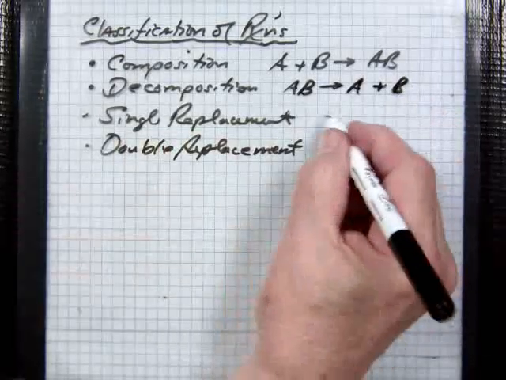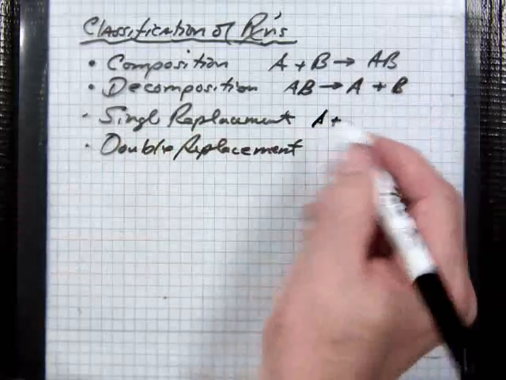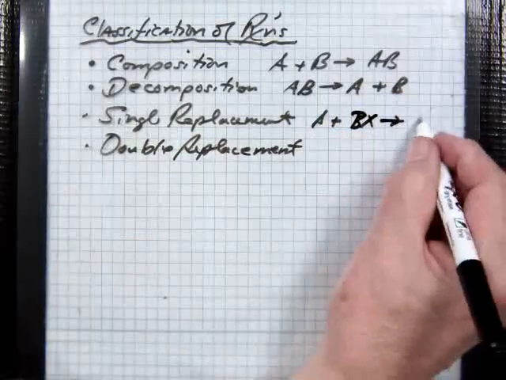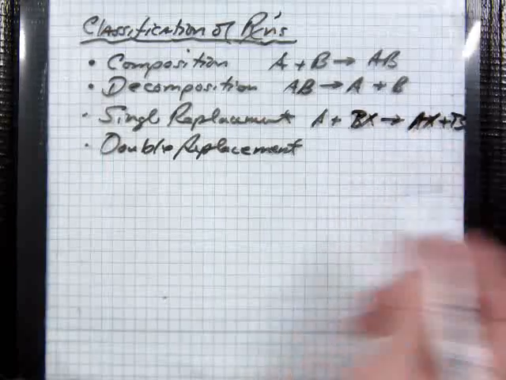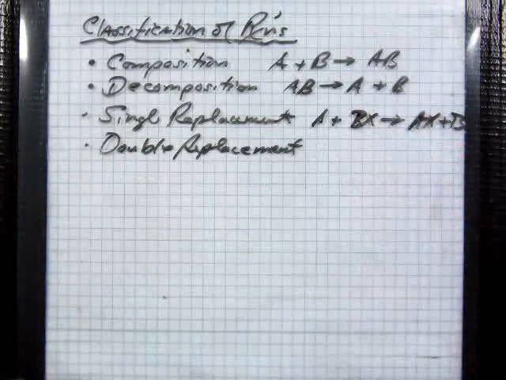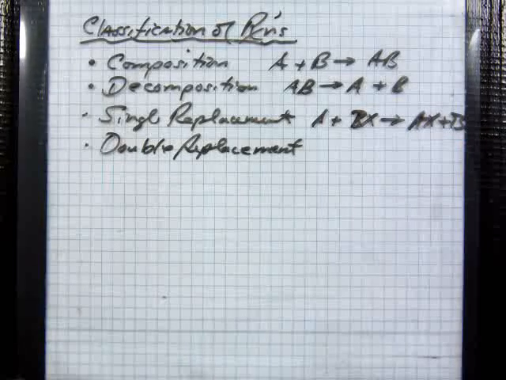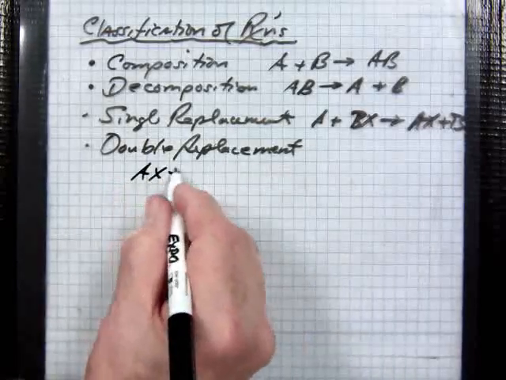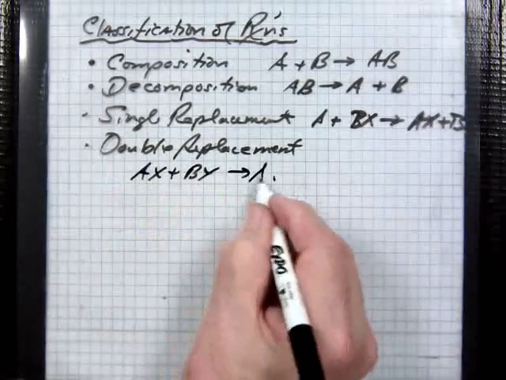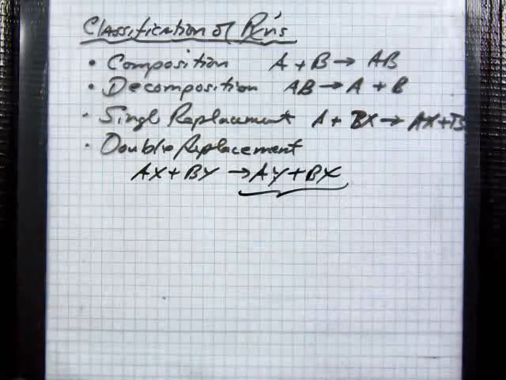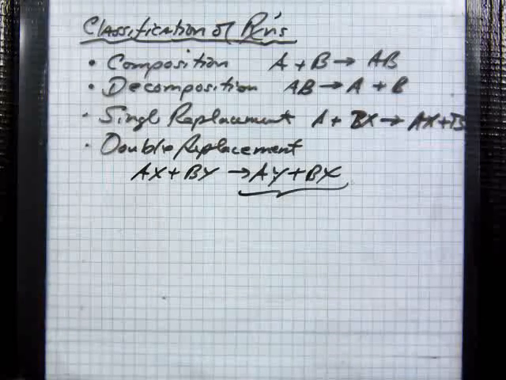In a single replacement, a more active substance or element replaces a less active element and goes to AX plus B given off. In a double replacement, also known as an ion exchange, the reaction depends on the presence of a driving force pulling the reaction to completion, which we'll cover today. So AX plus BY goes to AY plus BX. And on the product side, you don't have two driving forces, with one exception.